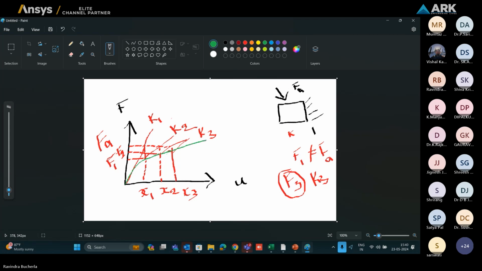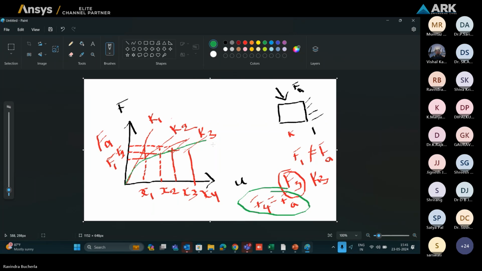Suppose we apply the force Fa for K4, where K4 is another stiffness that we got, and x4 is the displacement for that. For the x4 displacement, if we get a reaction force F4, and when F4 becomes equal to Fa, then we consider the solution converged. Whenever the applied force and the reaction force are equal, the solution is converged.